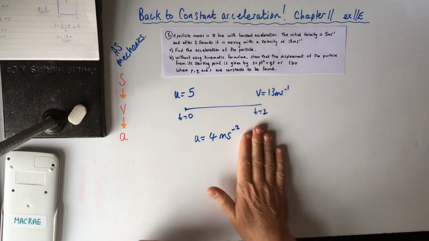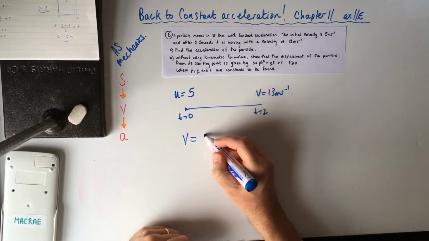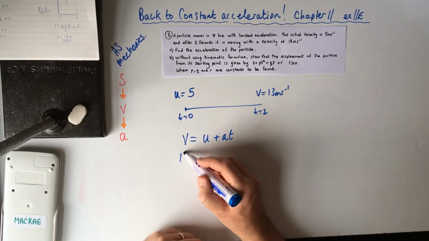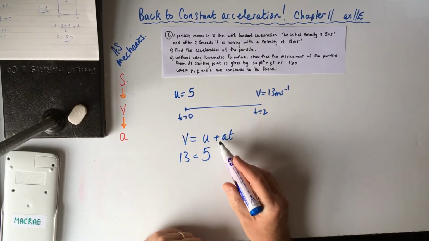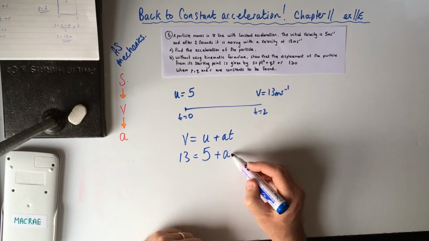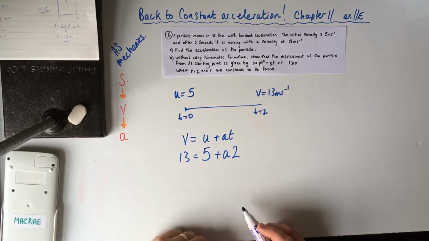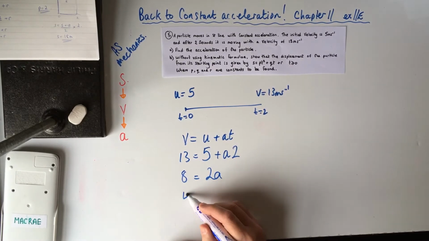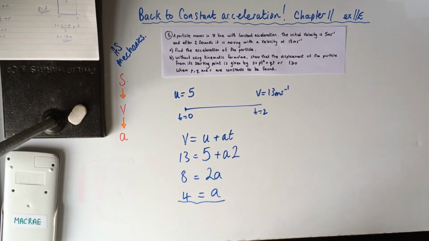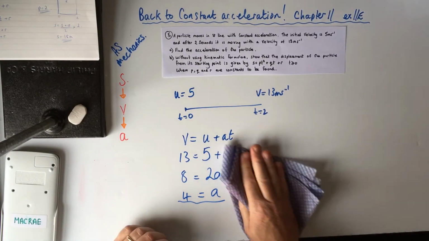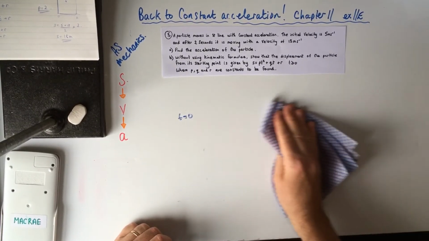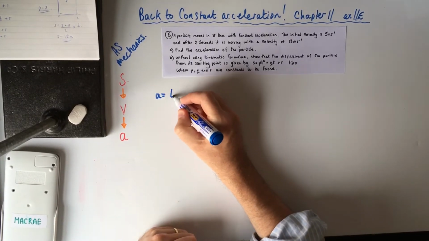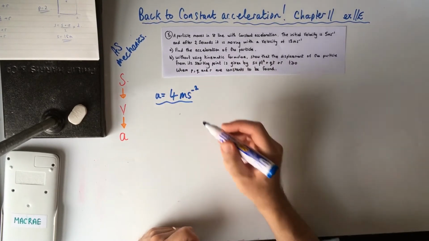Another way of doing it, of course, is just to use v equals u plus at. So the velocity is 13 when the initial velocity was 5, plus the acceleration. We don't know that yet, but we know it accelerates over 2 seconds. So 2a, take off 5, and you get 8 is equal to, let's write that the other way around, and then divide by 2, and there you go. Acceleration is 4. So whether we did it just by thinking about it or by using an equation of motion, we've got that the acceleration is 4 meters per second squared.